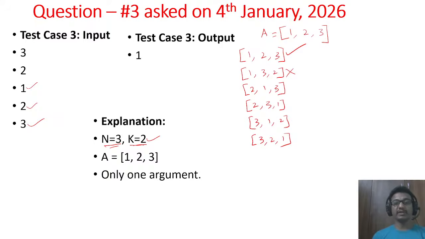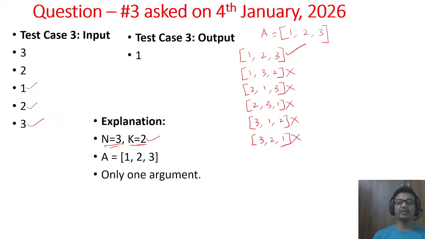The k value, only one time it is happening. So this is also not a valid arrangement. 2 to 3, it is increasing. 3 to 1, not increasing. One time only, not a valid arrangement. 3 to 1, not increasing. 1 to 2, increasing, but it is not a valid arrangement. 3 to 2, not increasing. 2 to 1, also not increasing. This is not a valid arrangement.